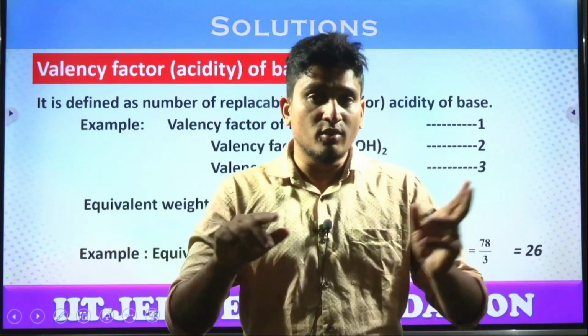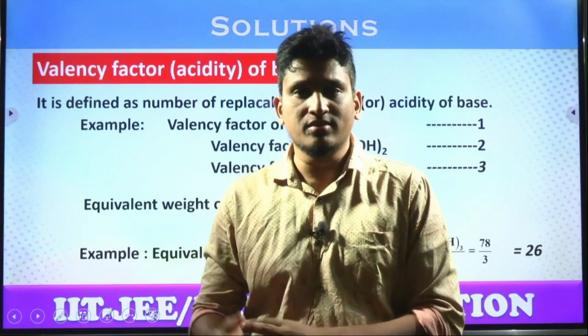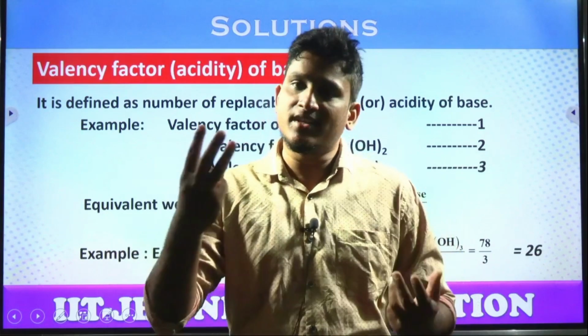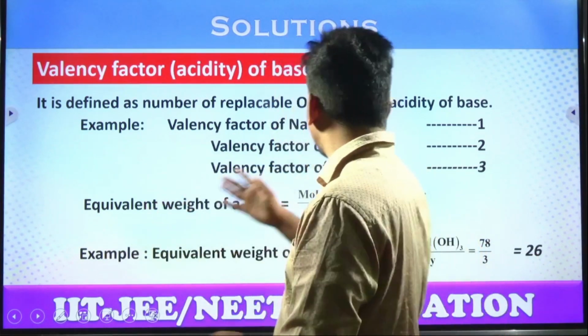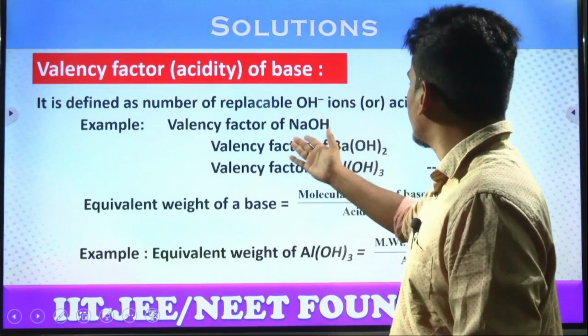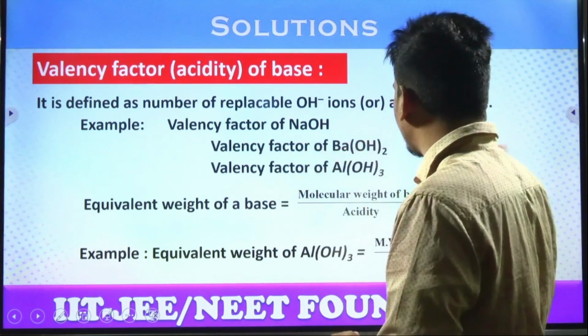It can release how many OH minus ions? How many hydroxyl ions? 3. So what is its valency factor? 3. Got the clarity? So now look at here all. Sodium hydroxide 1, barium hydroxide 2, aluminum hydroxide 3.